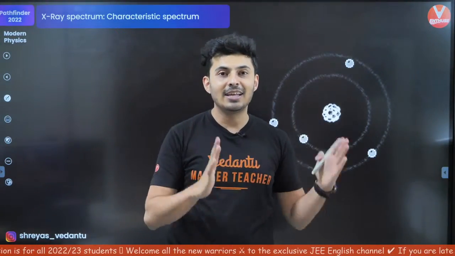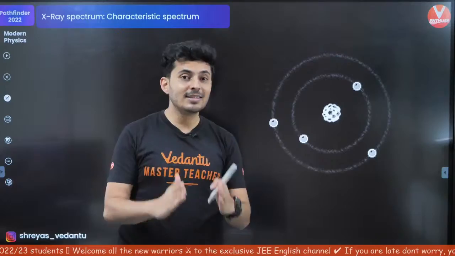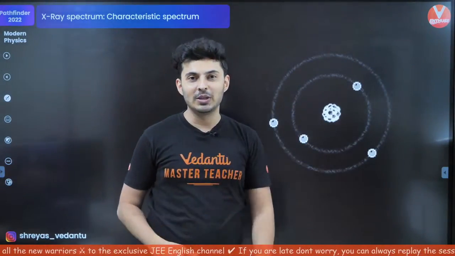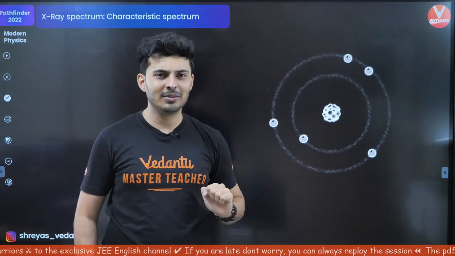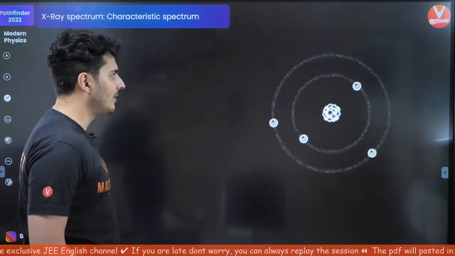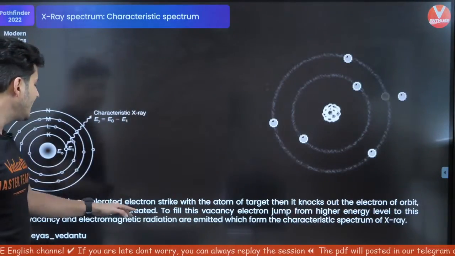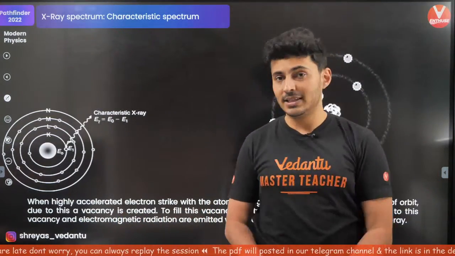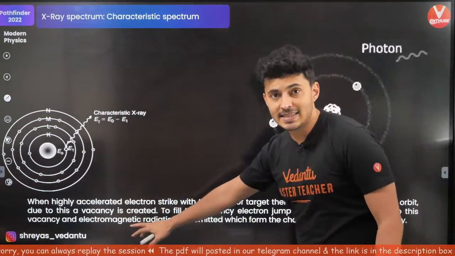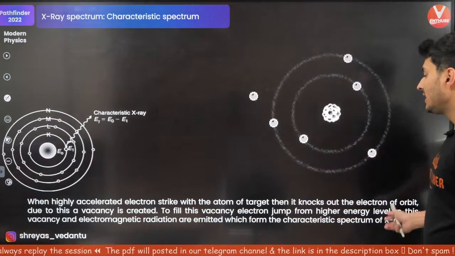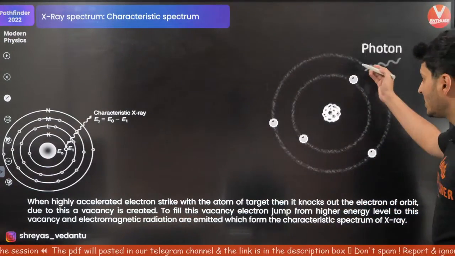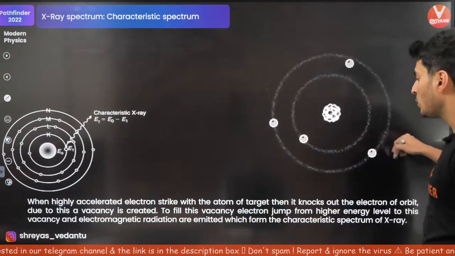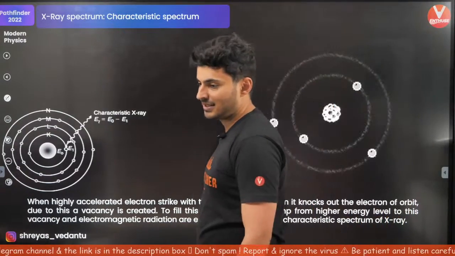And you will see that the target material decides what kind of photon gets emitted by the electron collision with the atom. Is that understood? So, the name characteristic X-rays. When highly accelerated electrons strike the atom target and knock out the electrons in the orbit, a vacancy is created, and this vacancy is overcome by the jump of a higher energy electron to the lower energy orbit. And that's how you get X-rays from this.